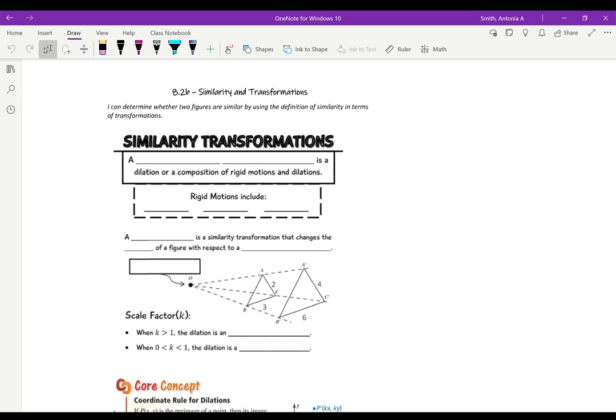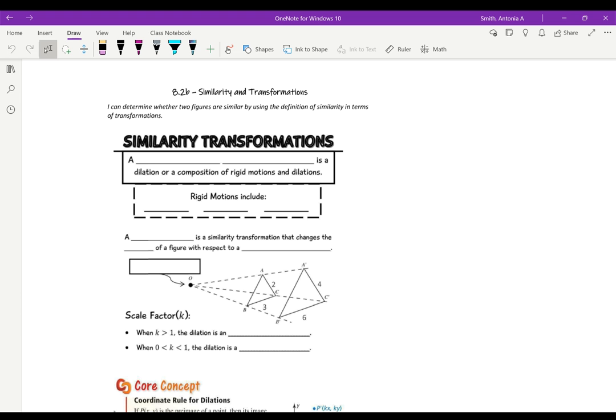Okay, so we are going to be talking about similarity and transformations. We've talked about similarity before. This is 8.2b. Similarity we talked about in 8.2a and 8.3. We learned about proportions and we looked at scale factors and how to find missing sides using those proportions and scale factors. So now we're going to talk about how similarity relates to transformations.